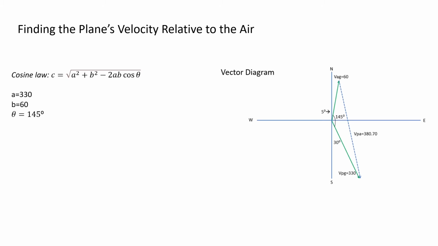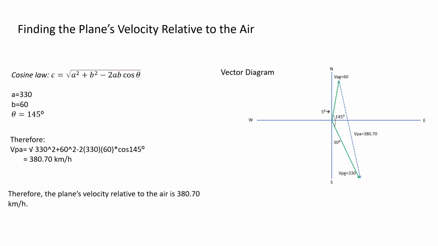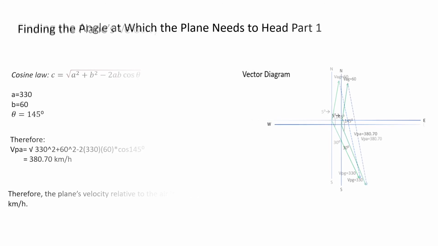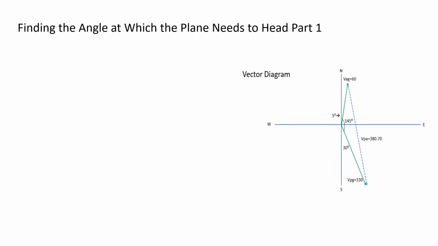Doing this, we can get VPA to equal square root of 330 squared plus 60 squared minus 2 times 330 times 60 times cos 145 degrees, which equals 380.70 kilometers per hour. Therefore, the plane's velocity relative to the air is 380.70 kilometers per hour. Now that we have this, we can find the angle at which the plane needs to head.